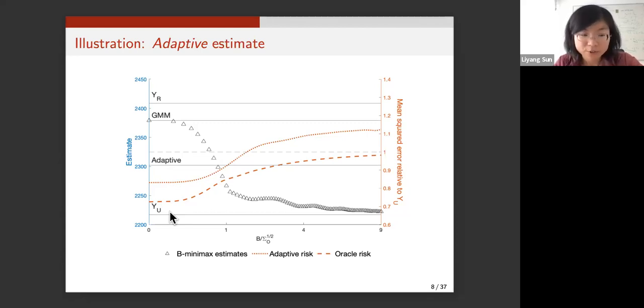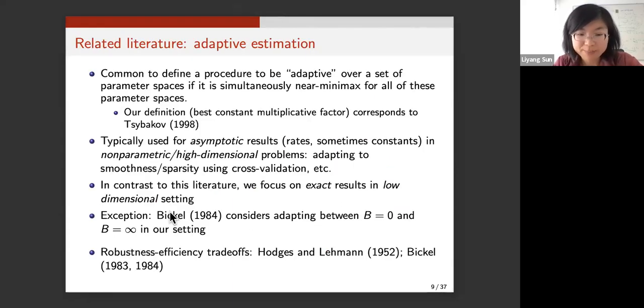So this is the overview of our proposal. And in terms of how our paper is related to the stats literature, of course, there's, oh, I see Max raised a hand. Should I take question now or?